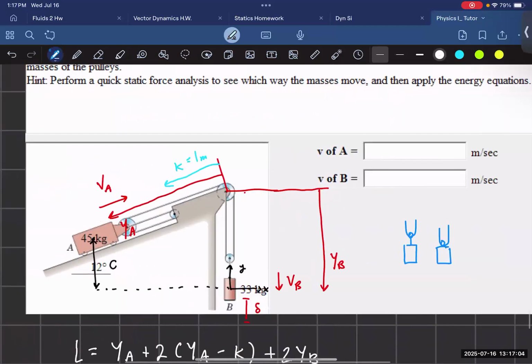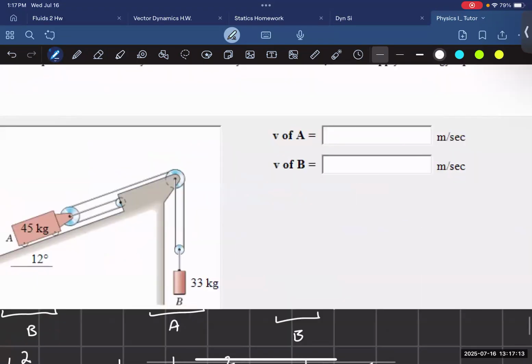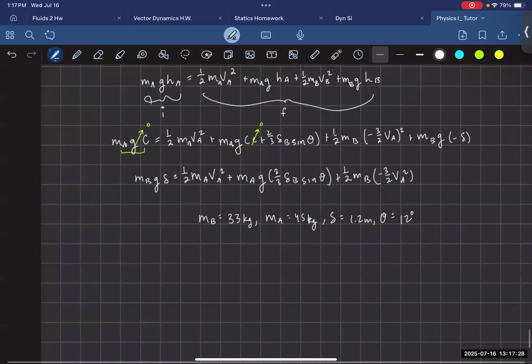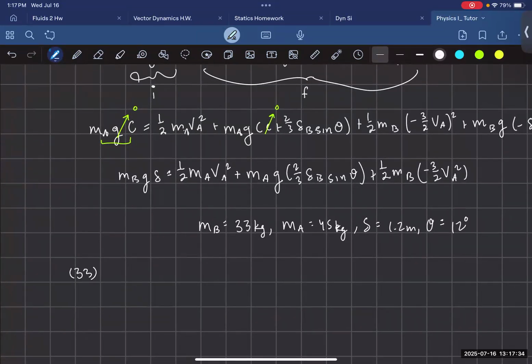The numbers we were given: mass of B is 33 kilograms. Mass of A is 45 kilograms. Delta is equal to 1.2 meters, and theta is equal to 12 degrees. Plugging that into this equation above, we get 33 times 9.81 times 1.2 is equal to 1/2 mass of A, 45, velocity of A. That's the unknown we're solving for.